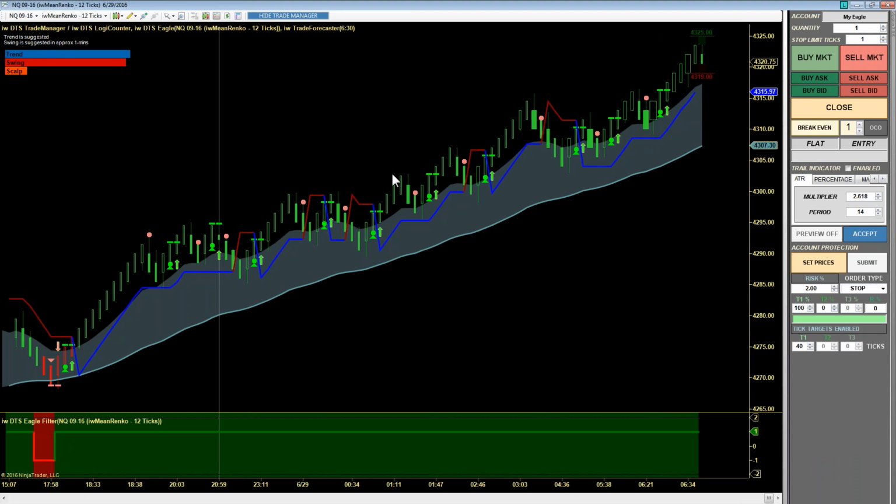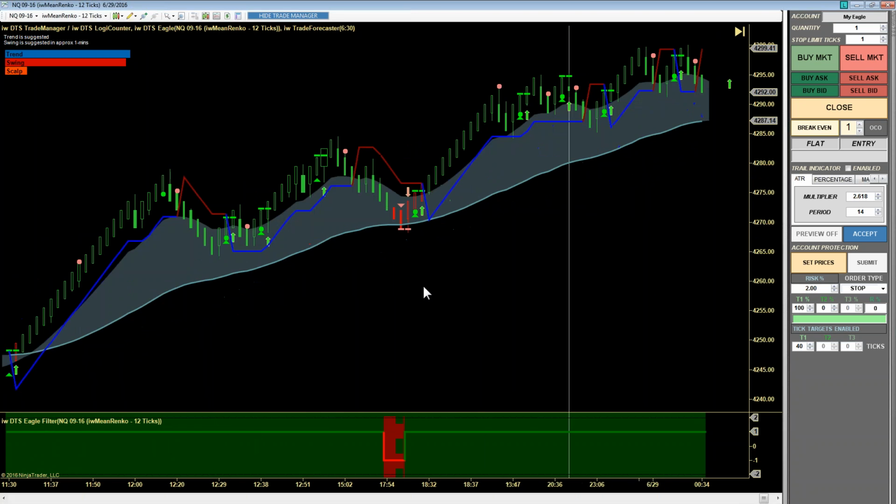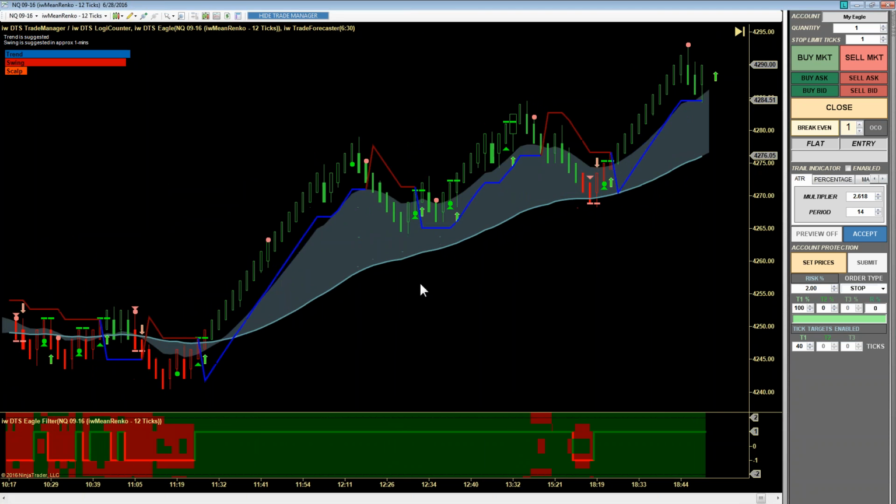And the Eagle relies on this band in here to give us our directional bias. No, this is not an Ichimoku cloud. Yes, I know it looks like one, but it's not. With the Eagle, we're looking for most signals to be in sync. I'm going to show you here in a moment one that is out of sync.